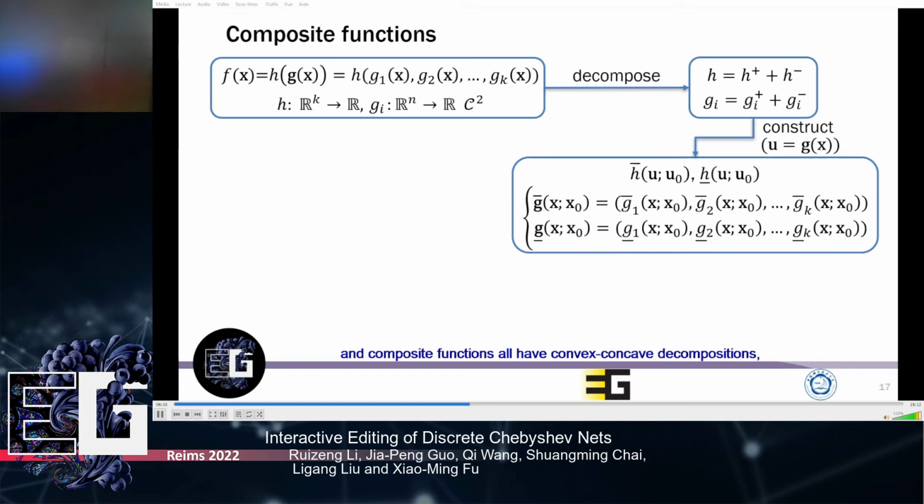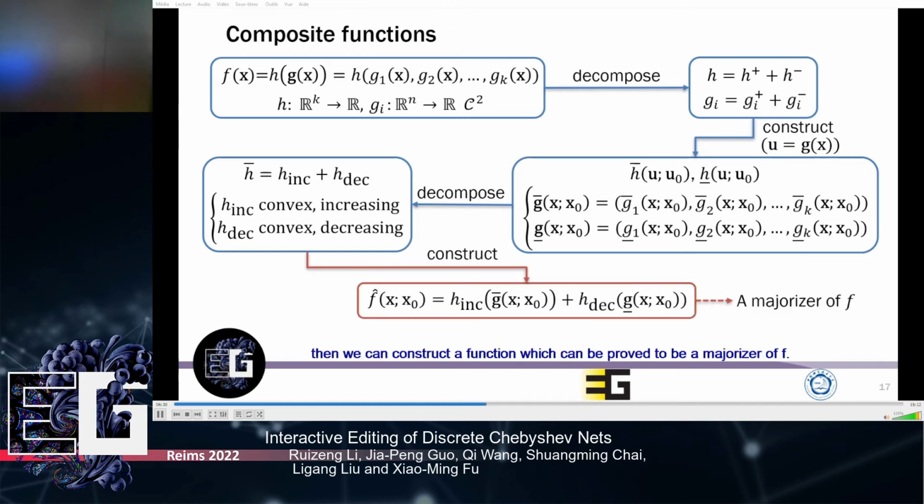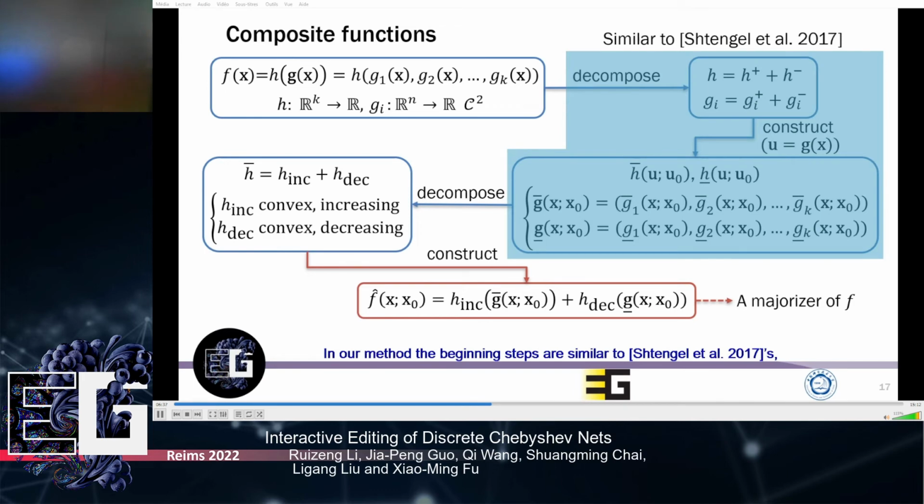If a function has a composite form, and the composite functions all have convex-concave decompositions, then we can construct their majorizers and minorizers. If the majorizer of the outer function can be further decomposed as a sum of an increasing function and a decreasing function, which are all convex, here, increasing or decreasing is with respect to each variable when all the others are fixed, then we can construct a function which can be proved to be a majorizer of f.